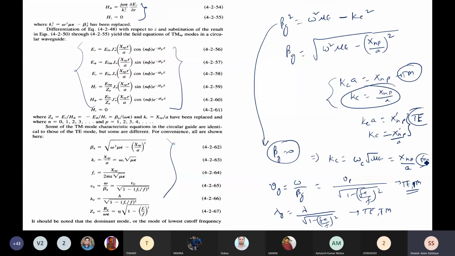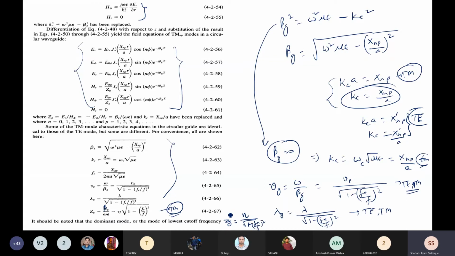Okay, now you can have ZG, and ZG is equal to beta g upon omega epsilon, that is eta times the root of 1 minus (fc by f) whole square. That is exclusively for TM mode. If you want to find ZG for TE mode, that will be eta divided by the square root of 1 minus (fc by f) whole square.